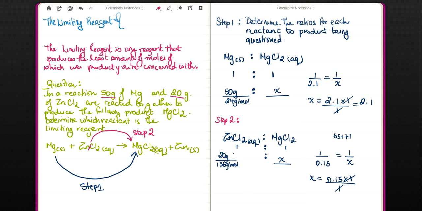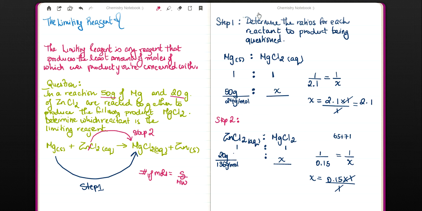So therefore, if we have the grams, we have to use the equation where number of moles is equal to the grams that's given over the molecular weight. So we have to change these into moles before we go further and determine which one gives the least amount of moles.